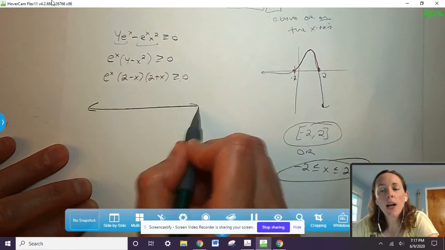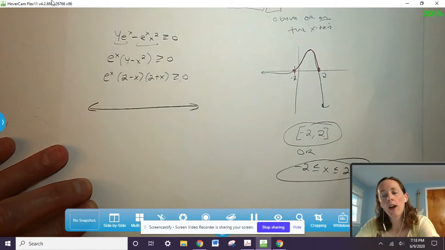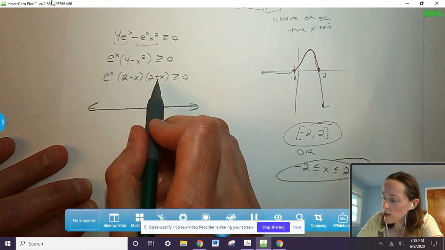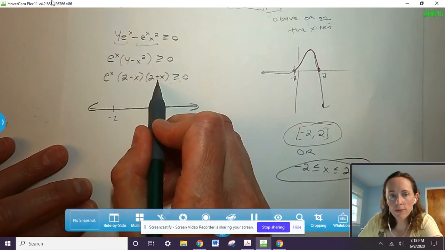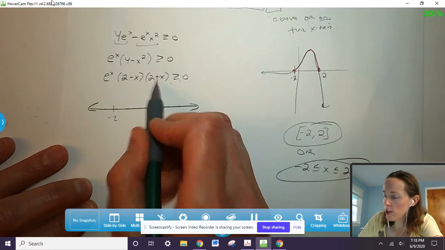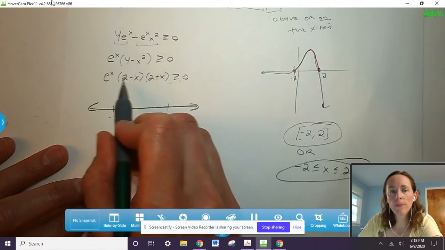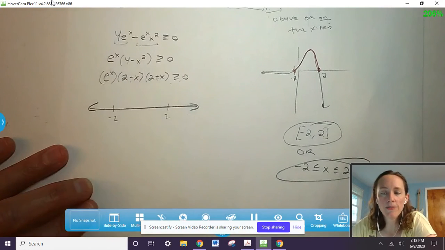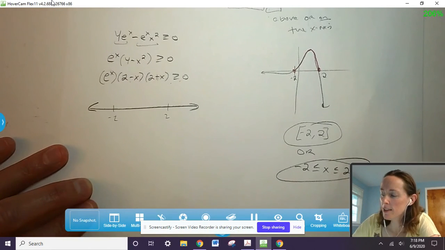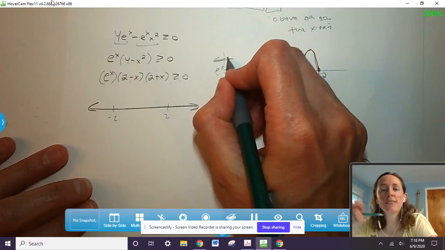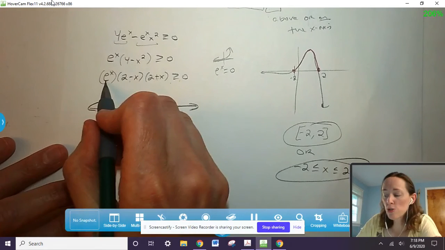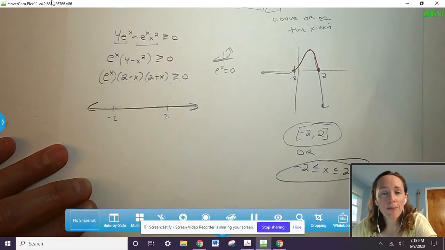So when we make that number line, we put the points where this expression would be 0. So when x is -2, the expression will be 0 from this factor. When x is 2, the expression will be 0 from this factor. And when is this factor equal to 0? When does e to the x equal 0? Never. E to the x equals 0 has no solution because your regular e to the x graph has a horizontal asymptote that it never hits. So this yields no additional solutions in terms of special points for our number line.